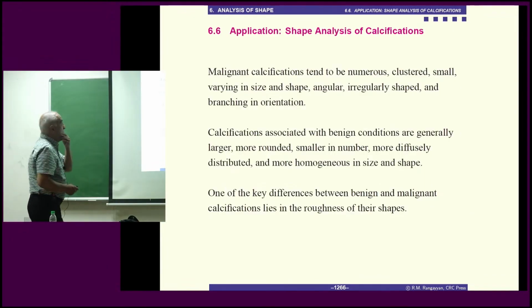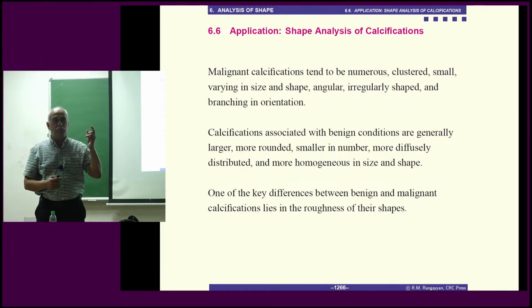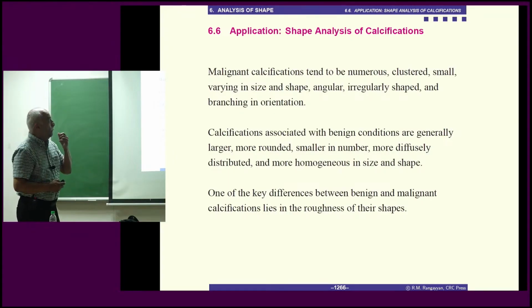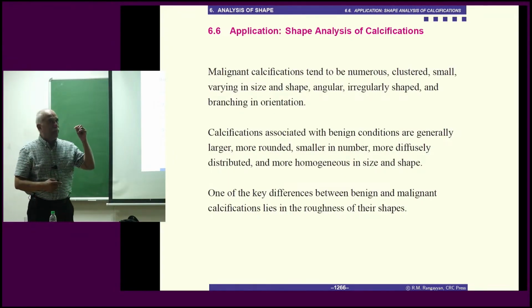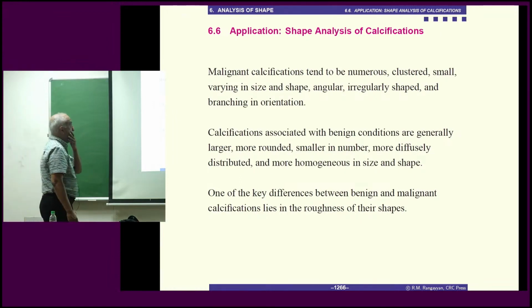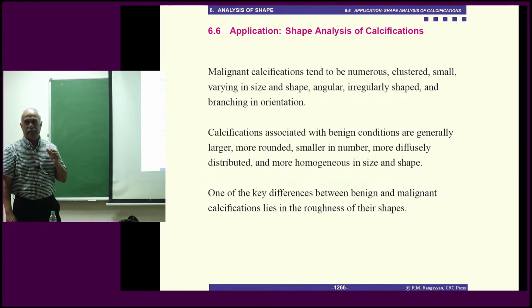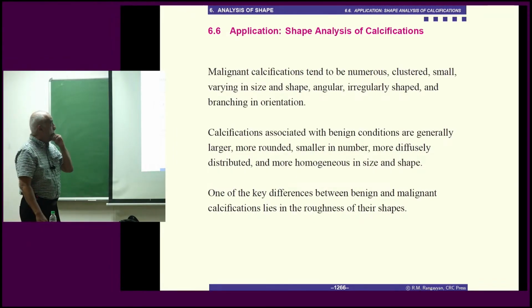Okay. Liang Shen also did shape analysis of calcifications. I showed you a method to detect calcifications earlier. And then we measured statistics in terms of the density, and also we got a number of shape factors. Malignant calcifications tend to be rougher in shape than benign calcifications that have smooth contours.